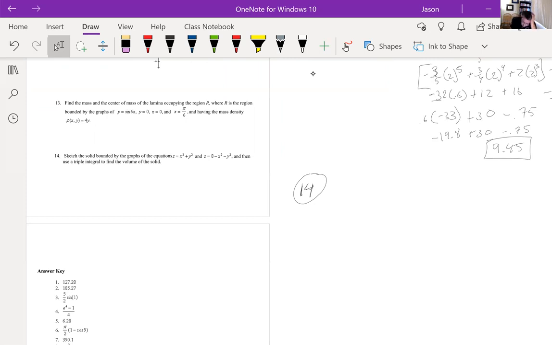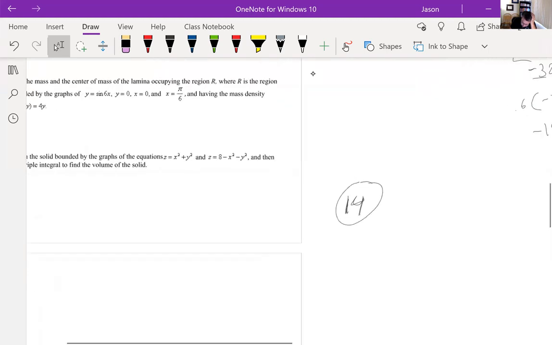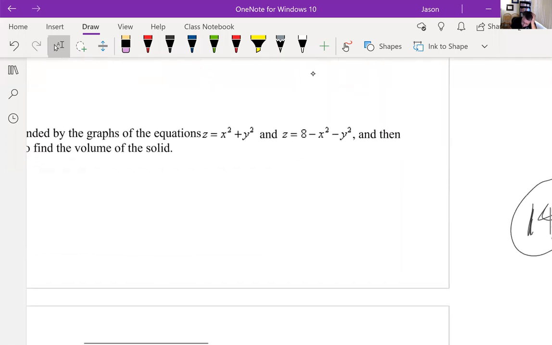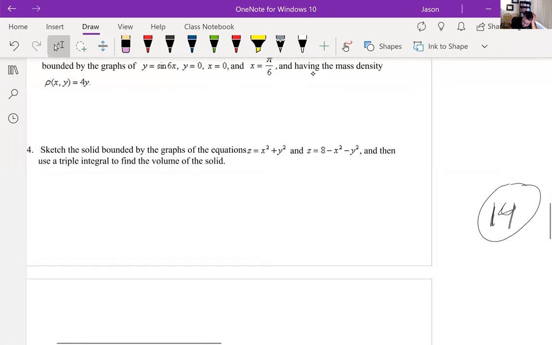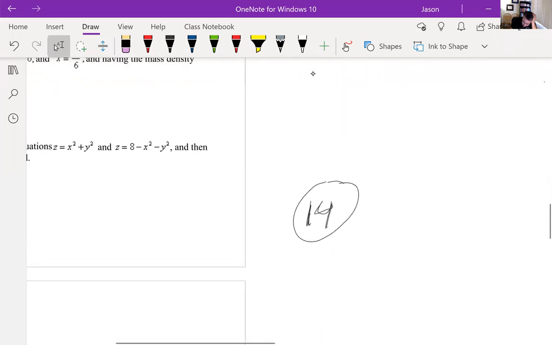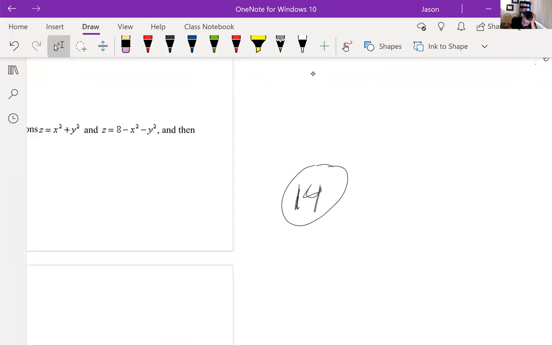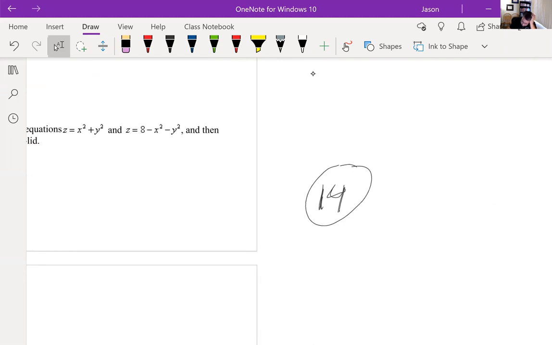Okay, sketch the solid bounded by the graphs z equals x squared plus y squared and z equals 8 minus x squared minus y squared. These are paraboloids, by the way. And then use a triple integral to find the volume of the solid. So we're going to sketch these paraboloids here. What does the paraboloid look like? We're going to be at the point 0, 0, 0, right? So it's going to be like so. 0, 0, 0 will be a point on my paraboloid.